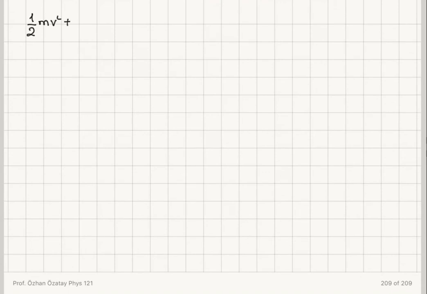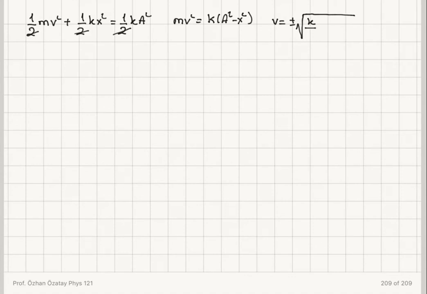Now using this relationship between potential energy and kinetic energy, I want to look at this equation, 1 over 2 mv squared plus 1 over 2 kx squared. So throughout the motion, these should add up to 1 over 2 ka squared. So the 1 over 2's cancel. I find that mv squared is equal to k times a squared minus x squared.